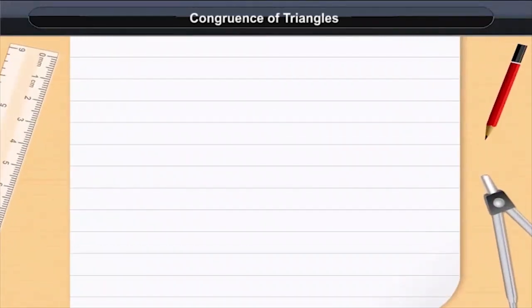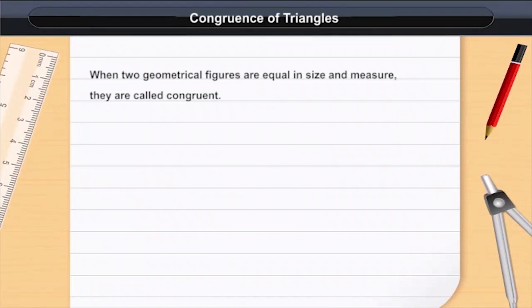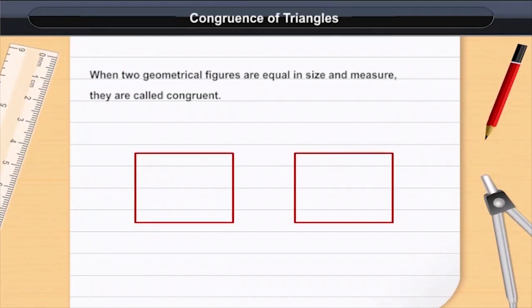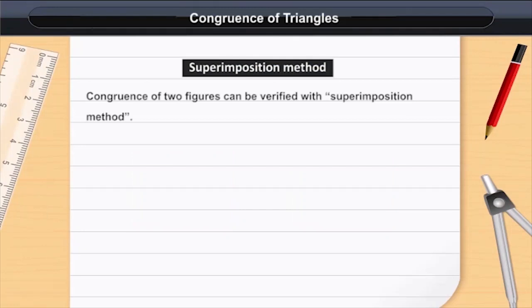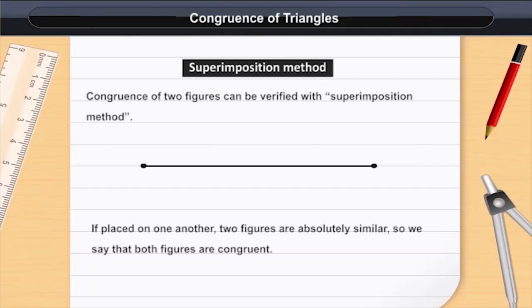Triangles. Congruence of triangles. When two geometrical figures are equal in size and measure, they are called congruent. Congruence of two figures can be verified with the superimposition method. If placed on one another, the two figures are absolutely similar. So, we say that both figures are congruent.